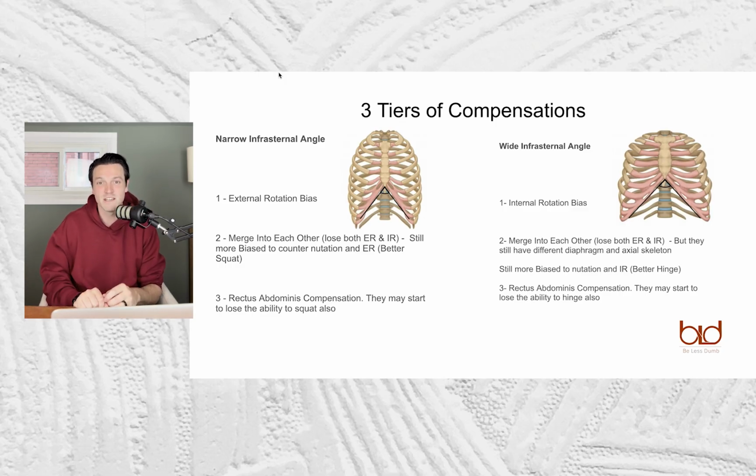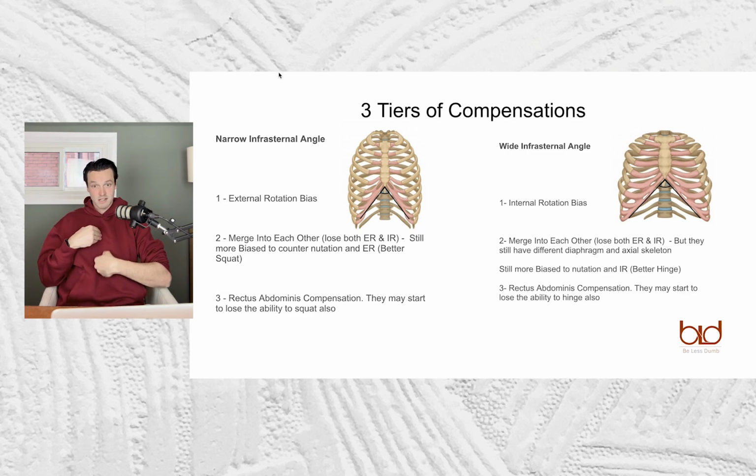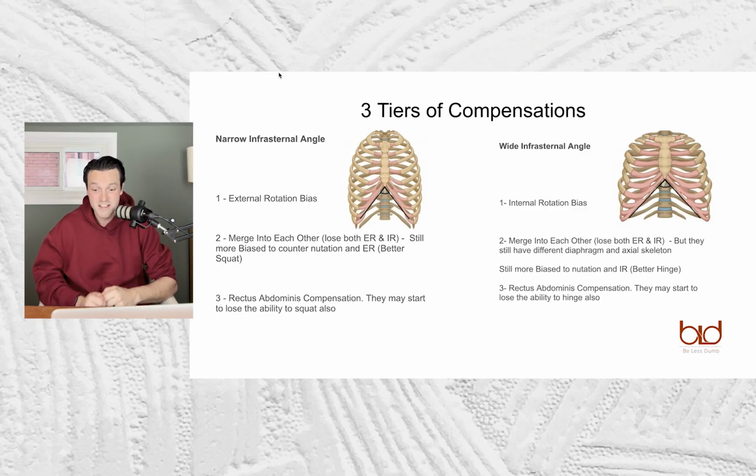And then the third tier, which is the most difficult tier to refer back to, is your rectus abdominis compensation. So the rectus abdominis muscle that comes down here, if that's overcompensating, that is pulling everything forward. So they might even lose their ability to squat well during this as well. So that's the very bottom tier that we don't really want to have to start from, but sometimes we will.